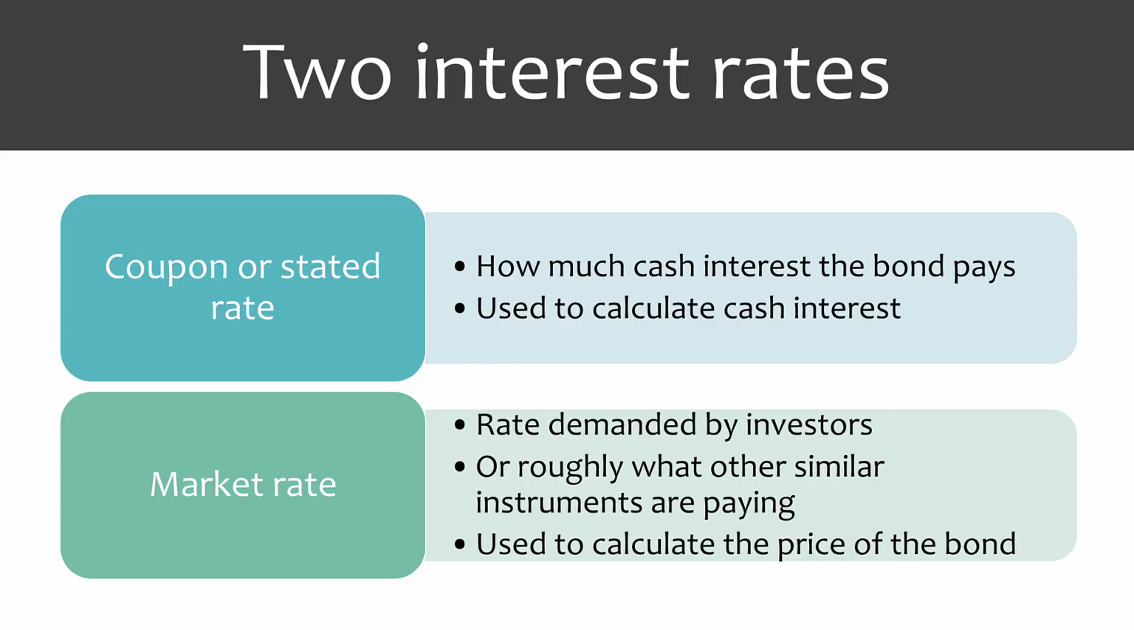There are two interest rates associated with bonds. One is the coupon or stated rate. This coupon rate is used to calculate the amount of cash interest that is paid. The market rate, on the other hand, is the rate demanded by investors for this type of bond. You can also think of the market rate as roughly what similar instruments on the market are paying investors. The market rate is used to calculate the price of the bond. We will not be covering the bond price calculation in this tutorial video. It's enough to know now what the market price is.